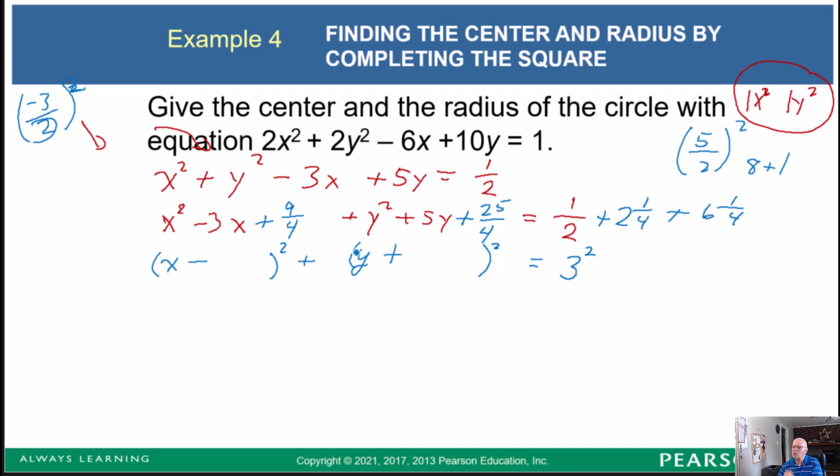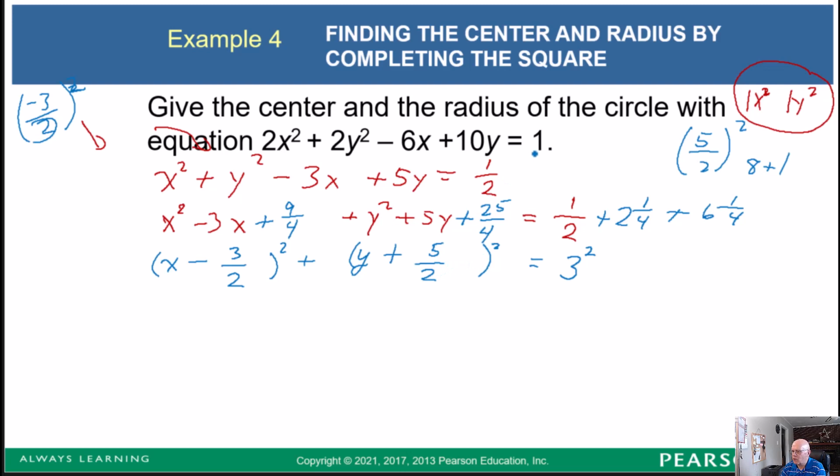Now, what are those two numbers? What was 9/4 before it was squared? All we have to do is take the square root of the top, square root of the bottom. It's x minus 3/2. Over here, 25/4, take the square root of both, y plus 5/2. Now we're in business.